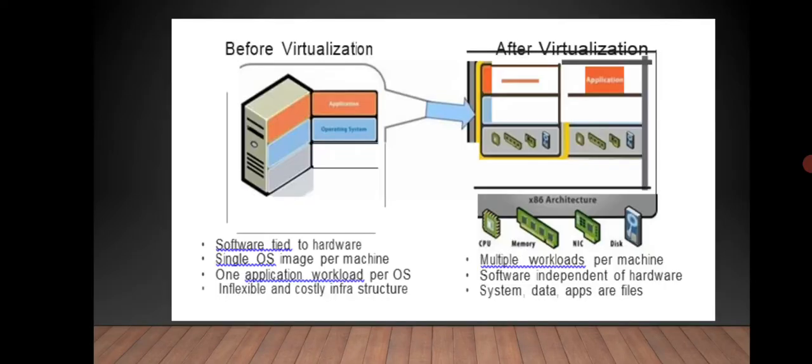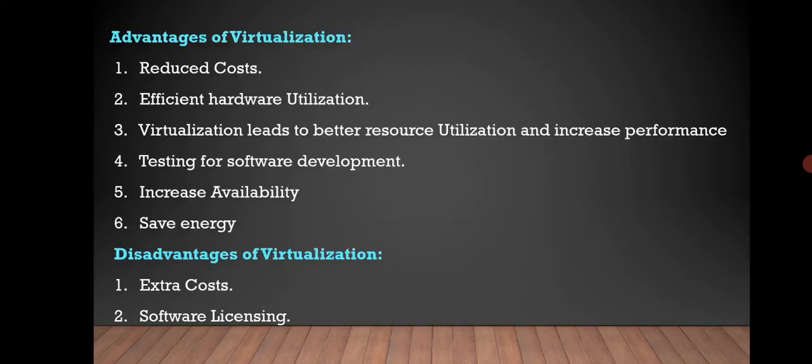So this is a diagram which represents before virtualization and after virtualization, and how your resources are split. First, the software is tied to the hardware, with a single OS image per machine, one application workload per OS, and inflexible and costly infrastructure, which is shown in before virtualization. And coming to after virtualization, it is multiple workloads per machine, software independent of hardware, system data, apps, or files.